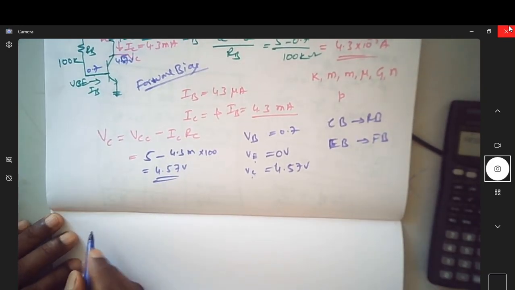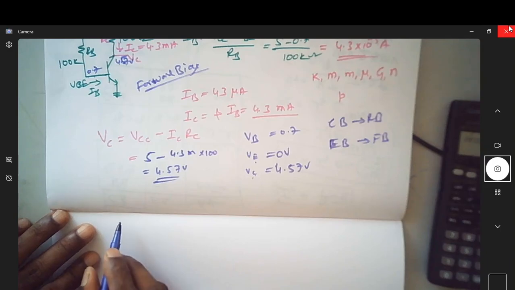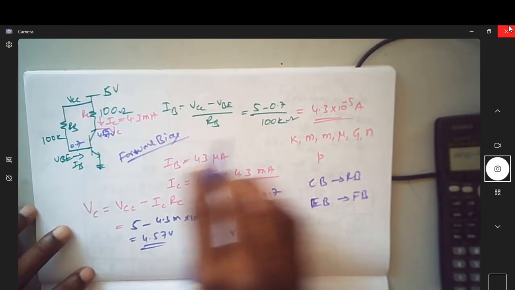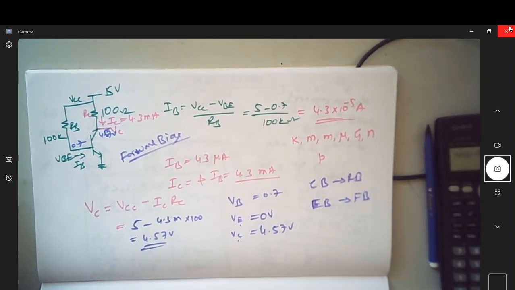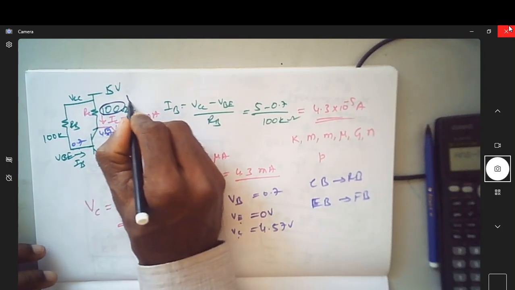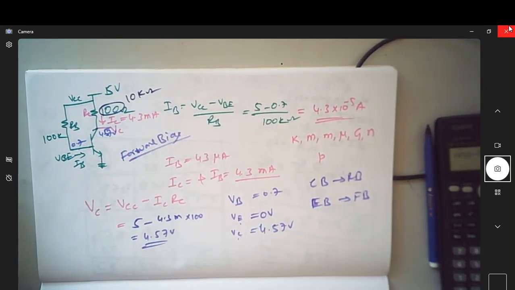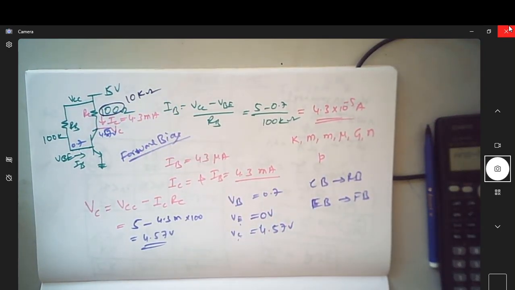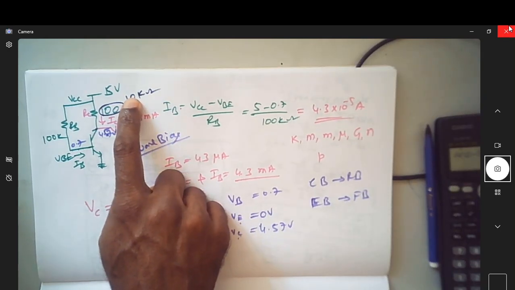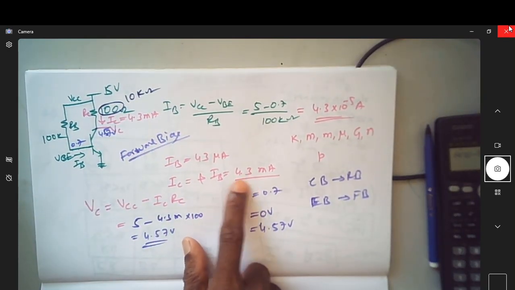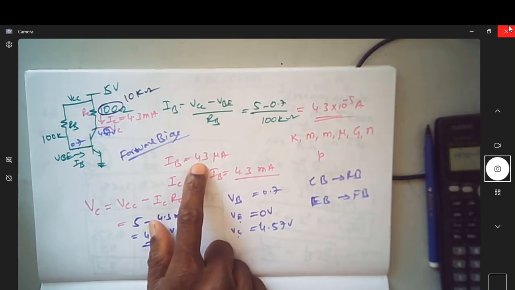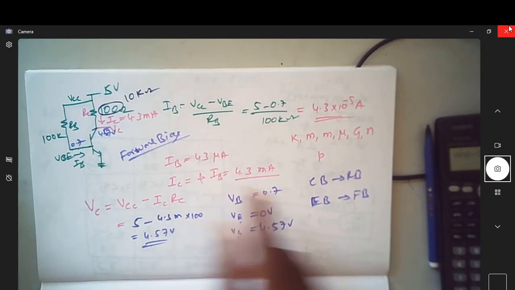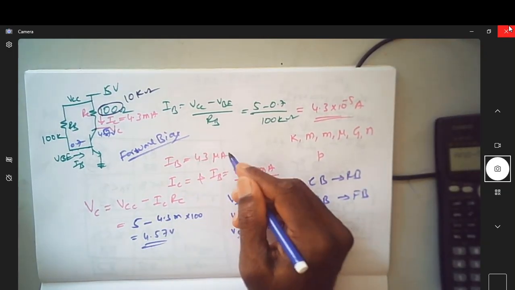The next one is something like this. Again, a similar type of thing. Only thing is, let me just redo it here. The second problem is that this is now replaced by 10 kilo ohm. Correct? The moment this is replaced by 10 kilo ohm, does your IB remain the same here? IB remains 43 microampere. This is remaining the same.